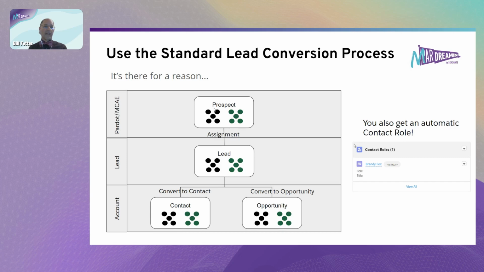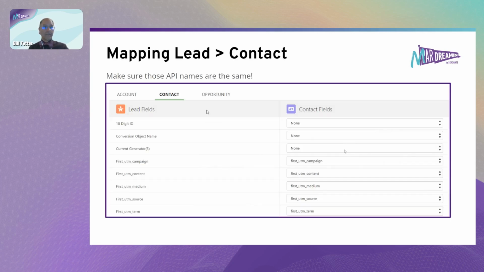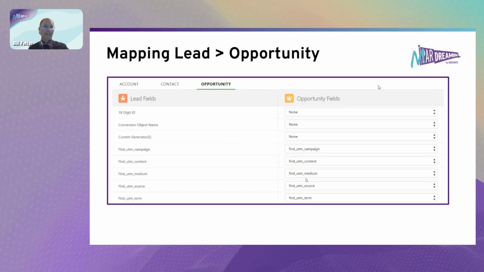So when you capture them in Account Engagement and you assign it to a lead, you map those to the lead. So you map those 10 fields to the lead. And then when you do the conversion, you can map that to the contact and you can map it to the opportunity. And when you do this lead conversion, and I talked about this last year, you also get an automatic contact role on the opportunity. And that's one of the reasons to do this. So you map all those fields from the lead onto the contact, and you also map them onto the opportunity.